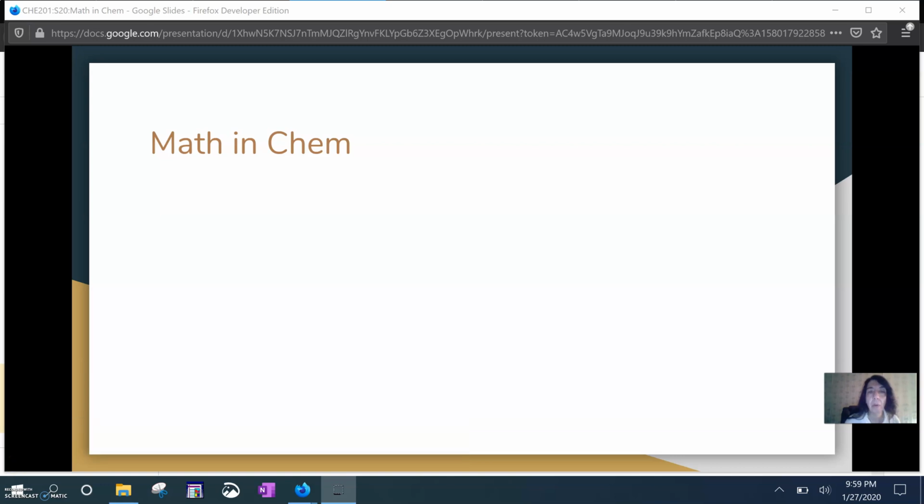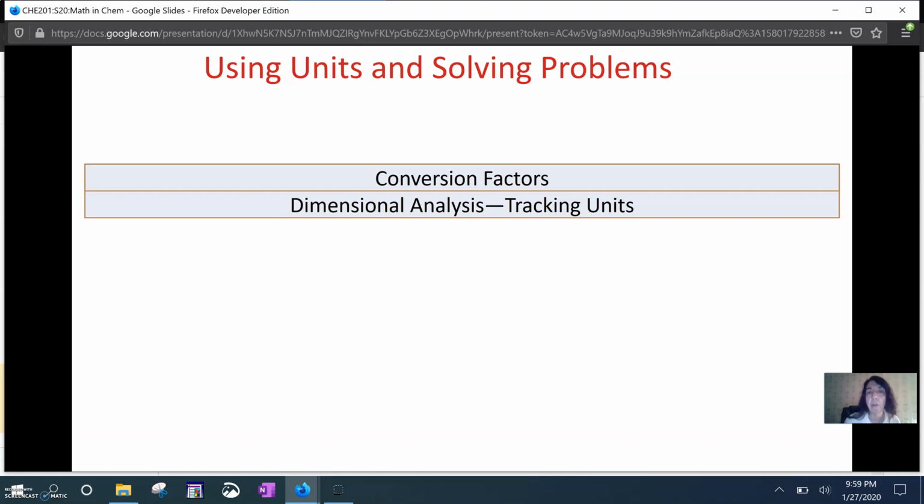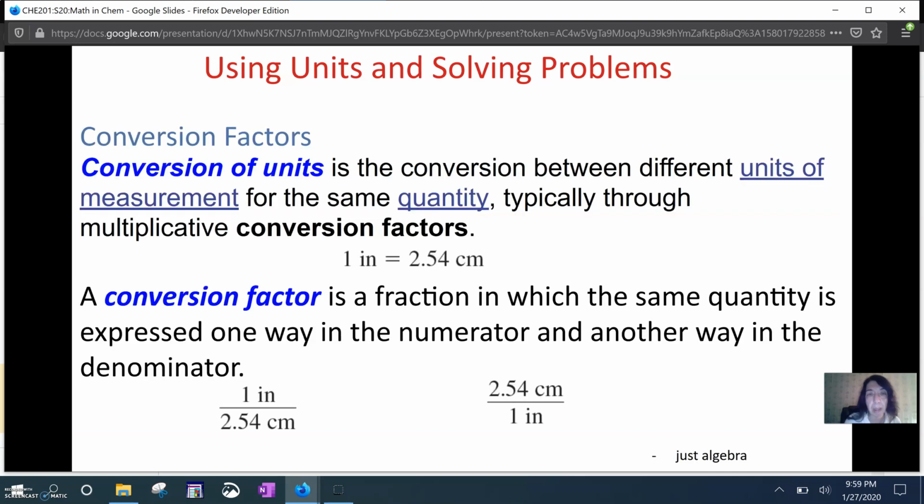So in this last video, we're going to talk about math in chem. And mostly, we're going to talk about conversion factors, dimensional analysis, and tracking units. The reason why I'm doing this myself is because I think this is a very important part of all the calculations we're going to do throughout the semester. So I want to make sure you really understand how to do this and have some practice in doing this. And we'll have more practice in class.